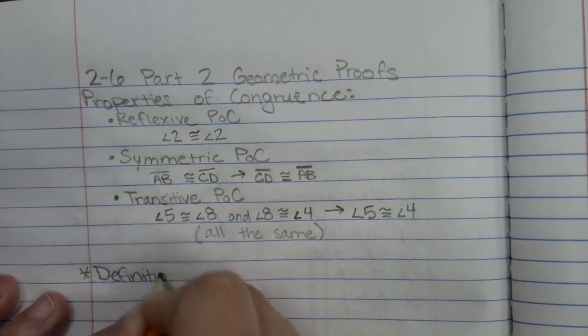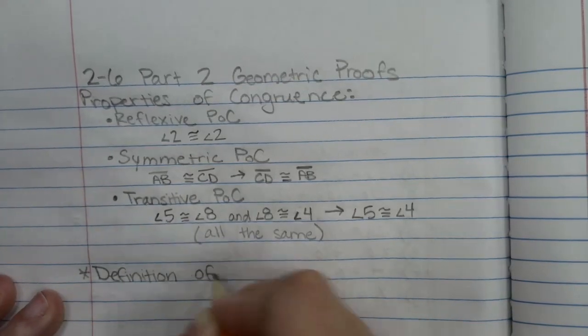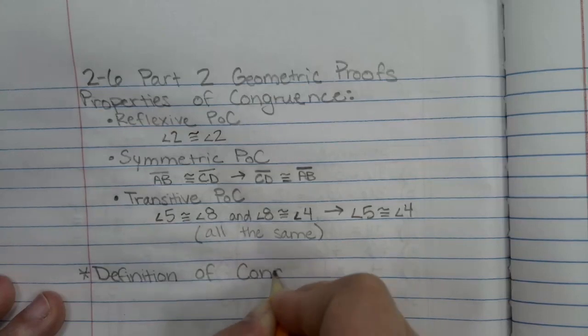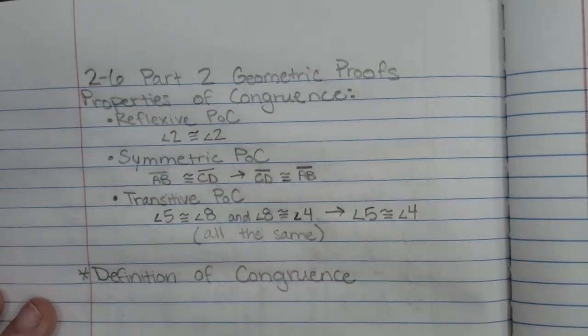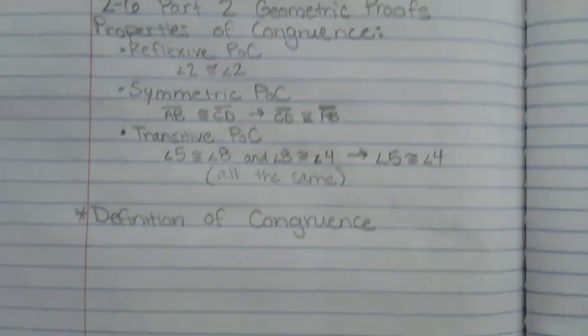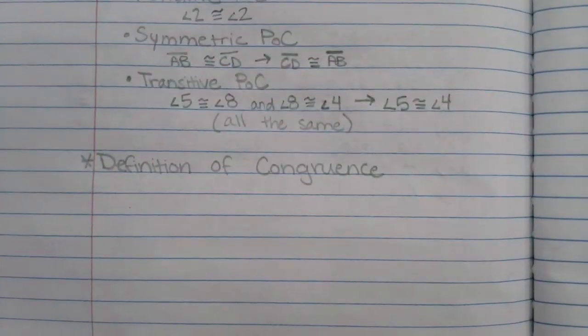Definition of congruence. Okay, this one we use a whole bunch. But we have two different things that are congruent so far that we've been working with. One is segments.